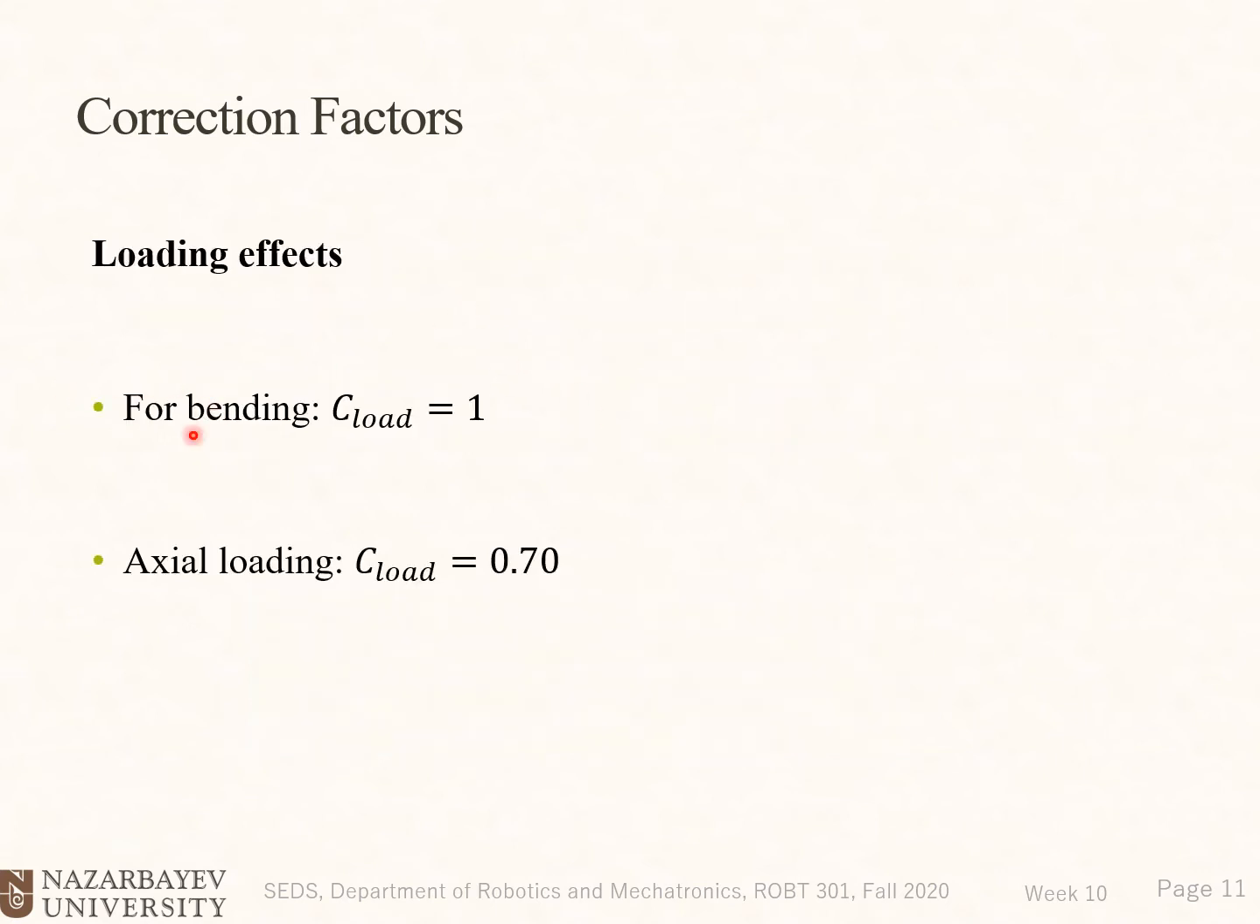Loading effect. For bending, C load is 1, because the experimental data and estimates come from bending conditions, not axial loading. So C load is equal to 1 when the part is under bending stresses. But if the part is under axial loading, then C load is 0.7. It means that the real strength of the material is 30% less than the one we found from experimental or theoretical estimation.